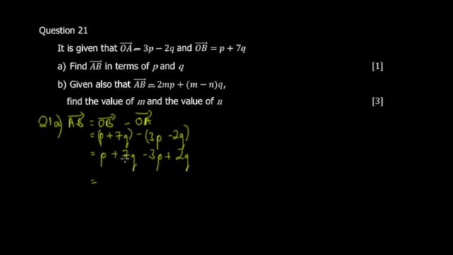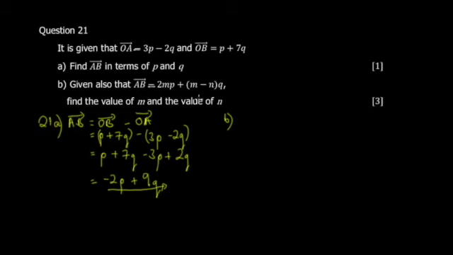This step, you just take p minus 3p, you get negative 2p, directed numbers. Then this plus this, you get 9q. And this is it. This is your answer. Done. That's for the first part. What does the second part say? Second part says given that AB equals 3mp plus m minus nq, find the value of m and the value of n. So these are just constants.